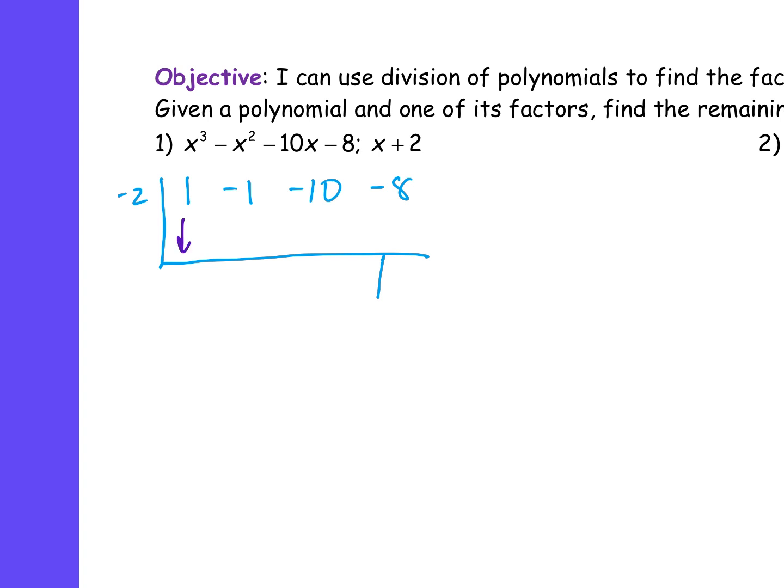So if I bring down my 1, times -2 is -2. So then I get -3, and that gives me 6. And that gives me -4, and that gives me 8. Oh my gosh, I got 0. Right? I know I did it right. So then this becomes x squared minus 3x minus 4. That's my new polynomial.